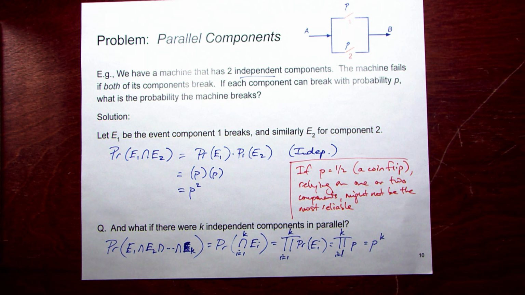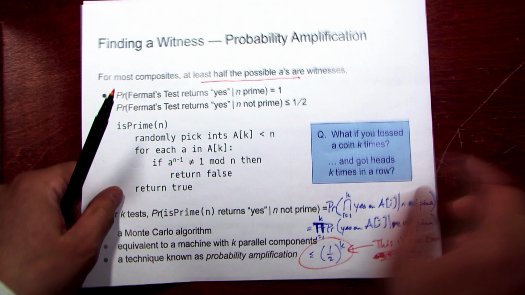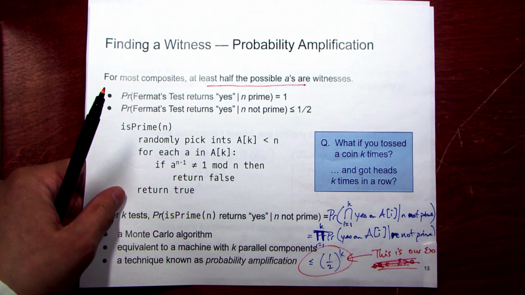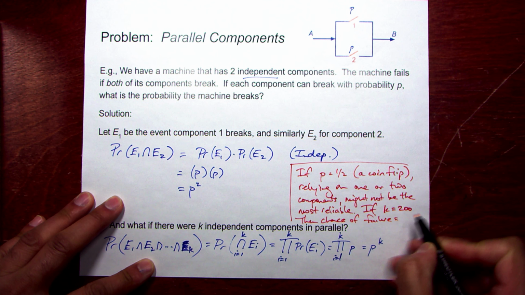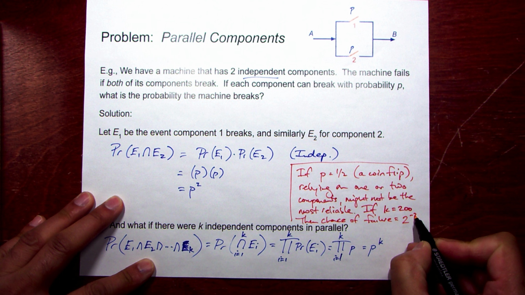So the solution is take as many components as will make you feel comfortable. Okay, and your textbooks suggest not just using two components or three components. They suggest a really large K. So when they get to this algorithm here, the one that we focused on, primality testing, they suggested having K something around 200. So you try 200 primality tests, and if K is say 200, then the chance of failure is 2 to the minus 200. Okay, because all of them have to break at the same time.